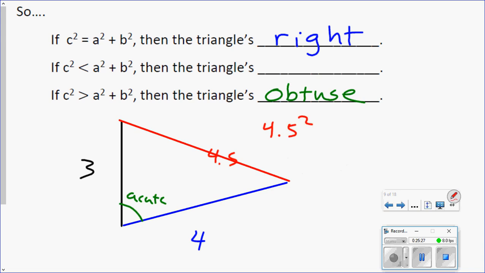4.5 squared is less than 3 squared plus 4 squared. How do I know? What is 4.5 squared? 4.5 squared is 20.25. So the square of what could be the hypotenuse, the only side that could be the hypotenuse, is smaller than the sum of the squares of the other two sides. So it must be acute.